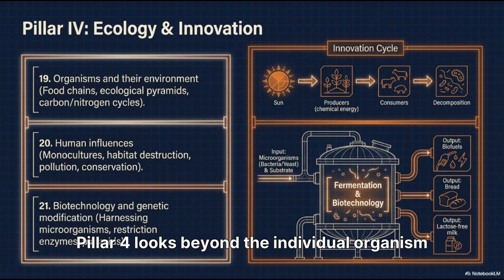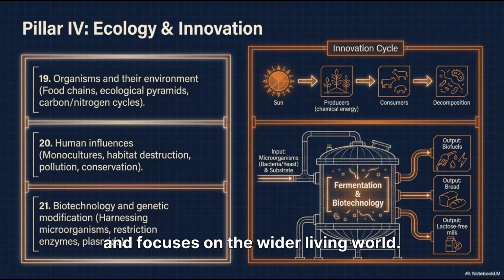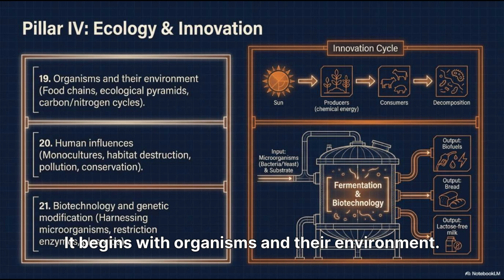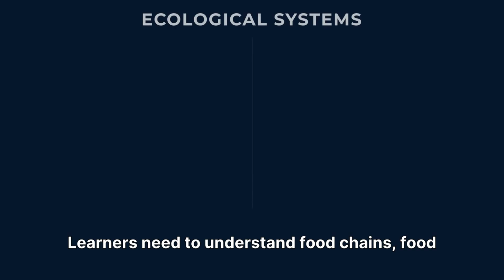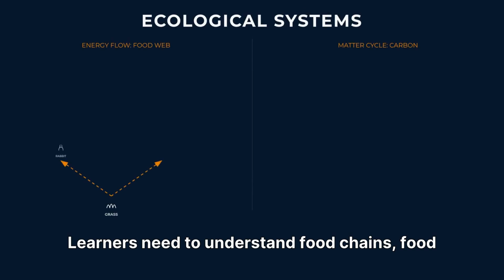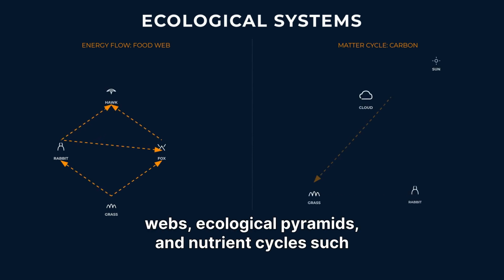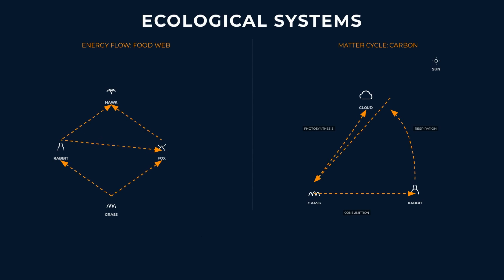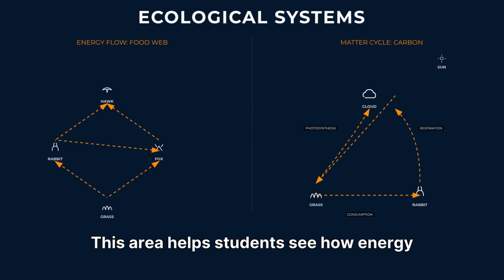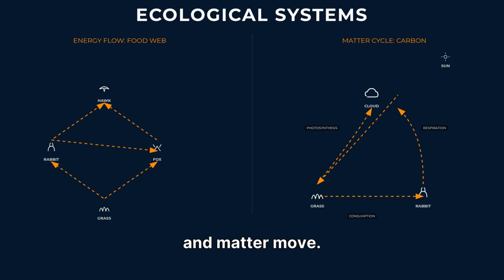Pillar 4 looks beyond the individual organism and focuses on the wider living world. It begins with organisms and their environment. Learners need to understand food chains, food webs, ecological pyramids, and nutrient cycles, such as the carbon and nitrogen cycle. This area helps students see how energy and matter move.